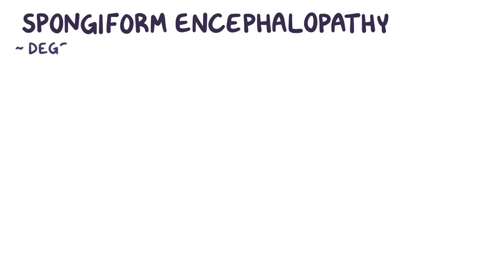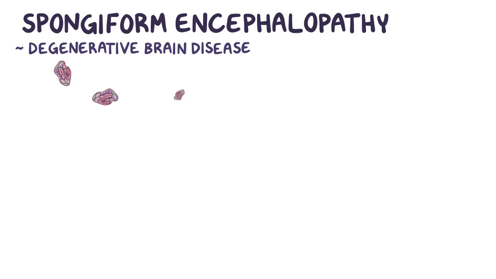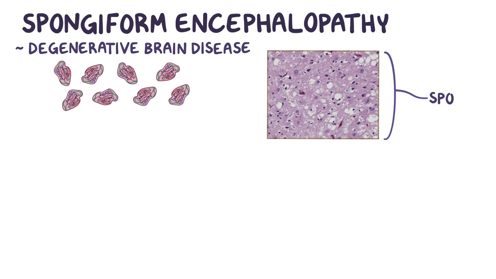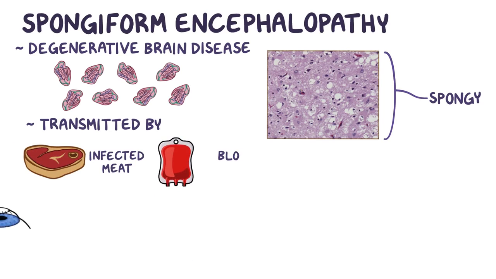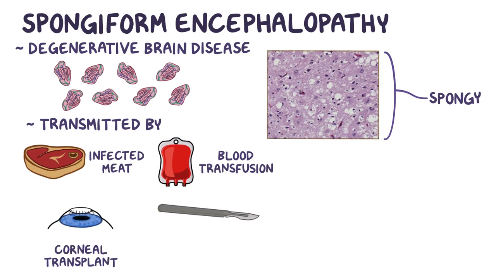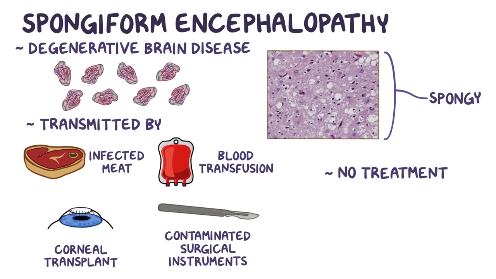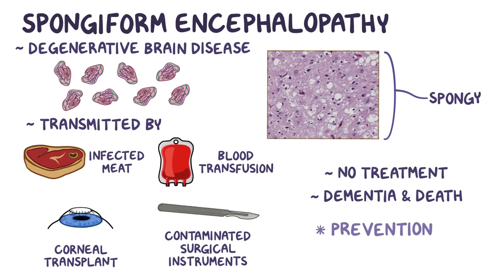Alright, as a quick recap. Spongiform encephalopathy is a degenerative brain disease caused by the accumulation of misfolded prion proteins. This degeneration gives the brain a spongy appearance, and is seen in diseases like Creutzfeldt-Jakob disease and Kuru. Prions can be transmitted by eating infected meat, blood transfusion, corneal transplants, and contaminated surgical instruments. There is no treatment for these diseases, and they always result in dementia and eventually death, so prevention of transmission is the key management strategy of the disease.